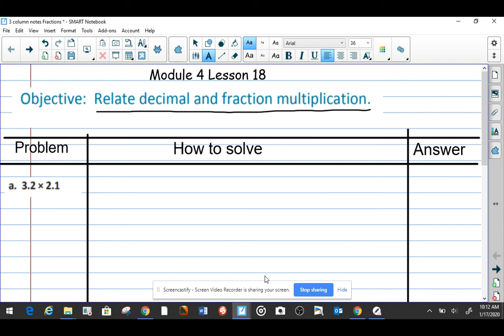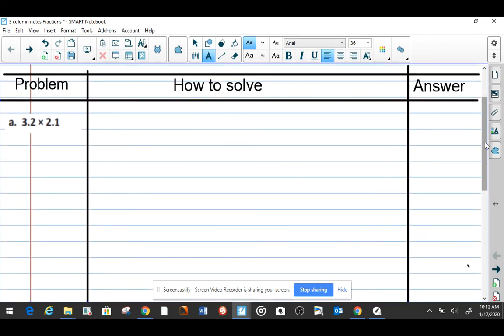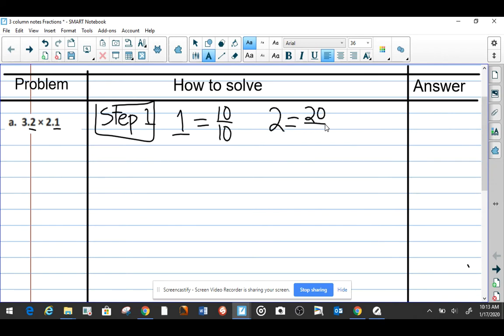And today we're going to relate decimal and fraction multiplication. All right, let's look at that. So, step one, we're going to do a little review. We're going to look at what one whole equals in tenths, because as you notice, we have tenths and tenths right here. So, we know that that equals 10 tenths. And then two wholes equals 20 tenths, and three wholes equals 30 tenths. Okay, so now we know that we can convert.